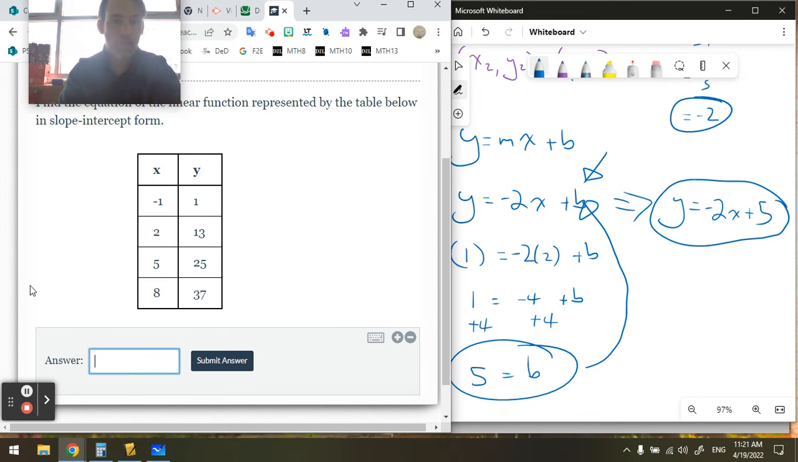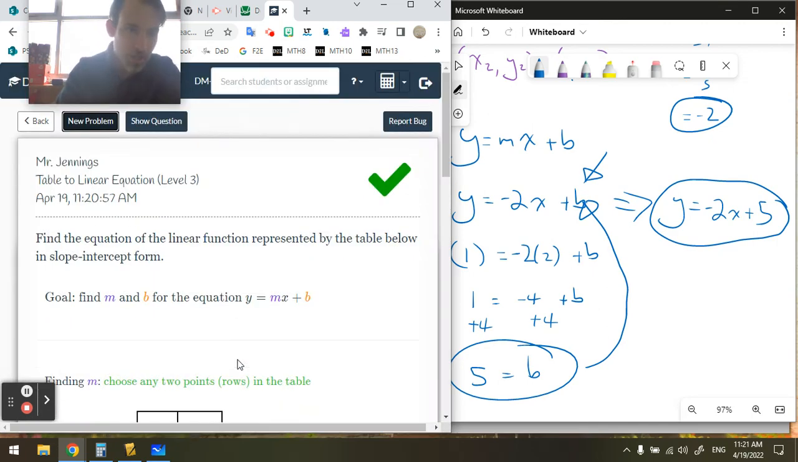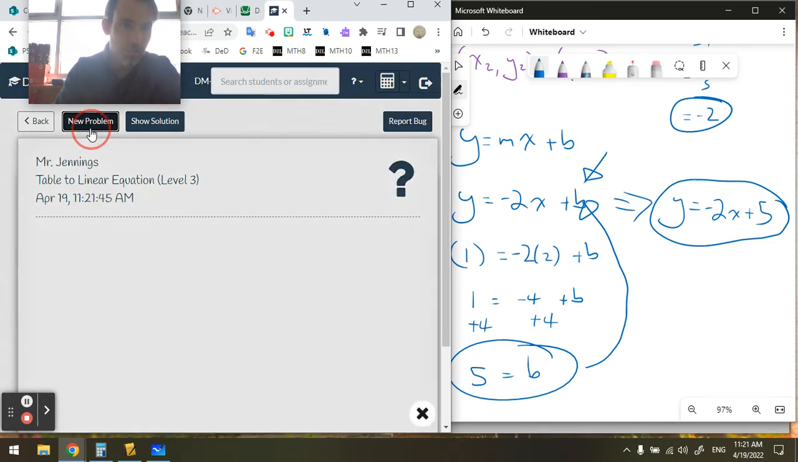So I have y is equal to 4x plus 5. And now I just check my answer, put in this one. X is 2, so that would be 4 times 2 is 8. 8 plus 5 is 13. Someone made this problem loving Fibonacci numbers. Submit answer, yes. Yay! Do another one in my head.